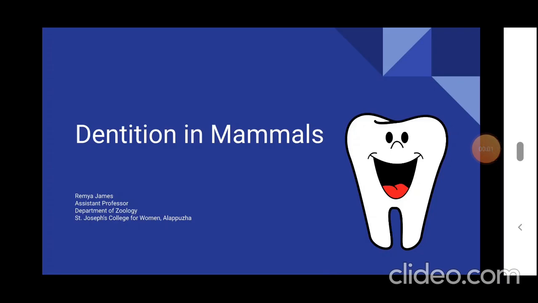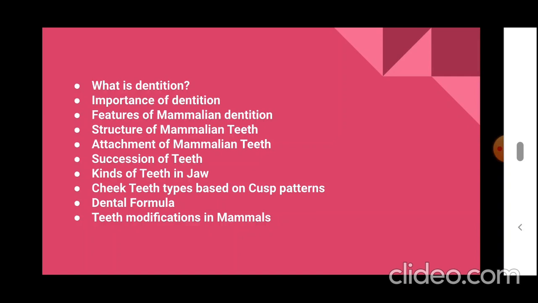Dear students, in this session we will discuss dentition in mammals. So these are the various aspects we are going to discuss. Not all these aspects are discussed in this presentation. The first three aspects will be discussed now. The next aspect will be discussed in another presentation. Likewise, we'll go as short presentations. So today in this session we will discuss what is dentition, importance of dentition, features of mammalian dentition.